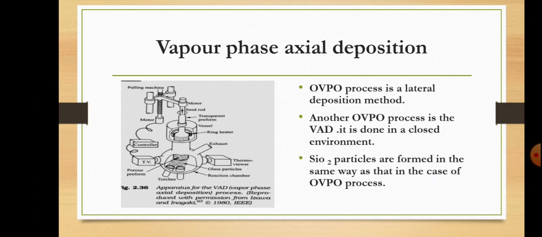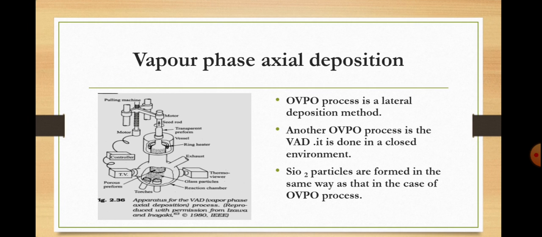Vapor phase axial deposition, or VAD, is done in a closed environment. In the OVPO process, glass particles are deposited over the glass tube in an open environment, so surface contaminants will be there. But in vapor phase axial deposition, glass particles are deposited in a closed environment, so external contaminants will be less compared to the OVPO process. And here also, as in the OVPO process, SiO2 particles are formed by the same reaction. The reaction is shown in the next slide.